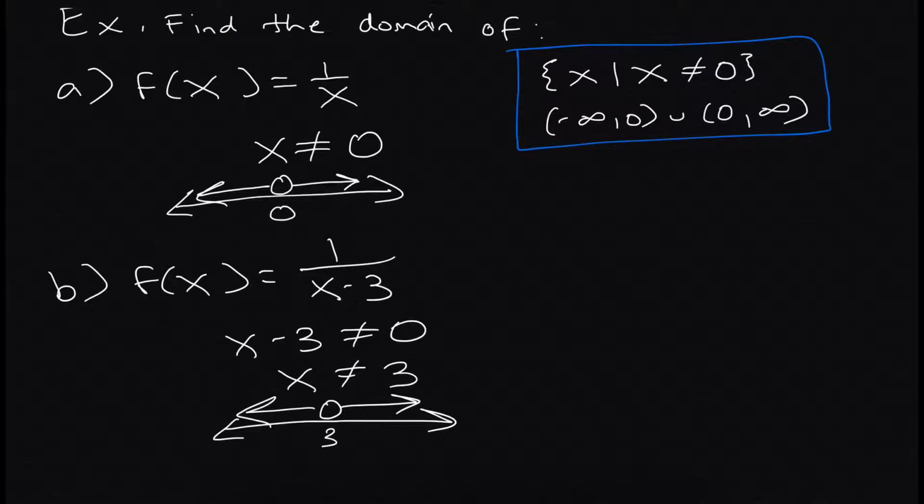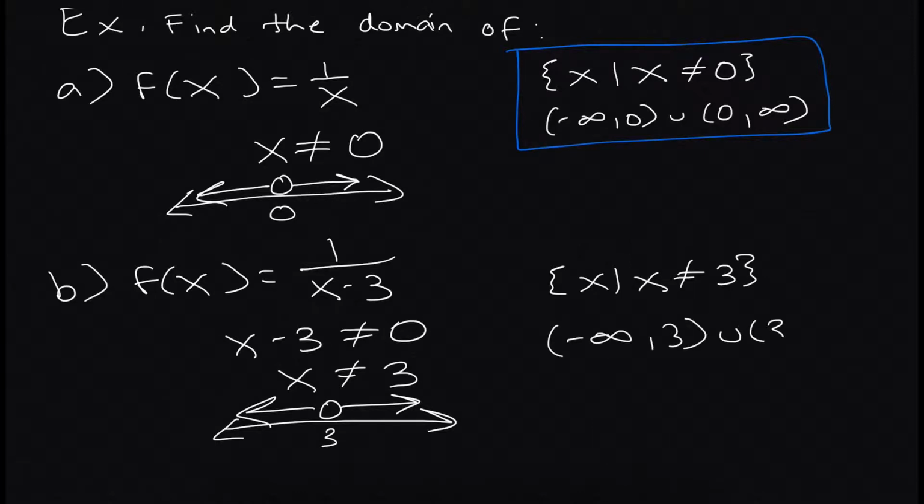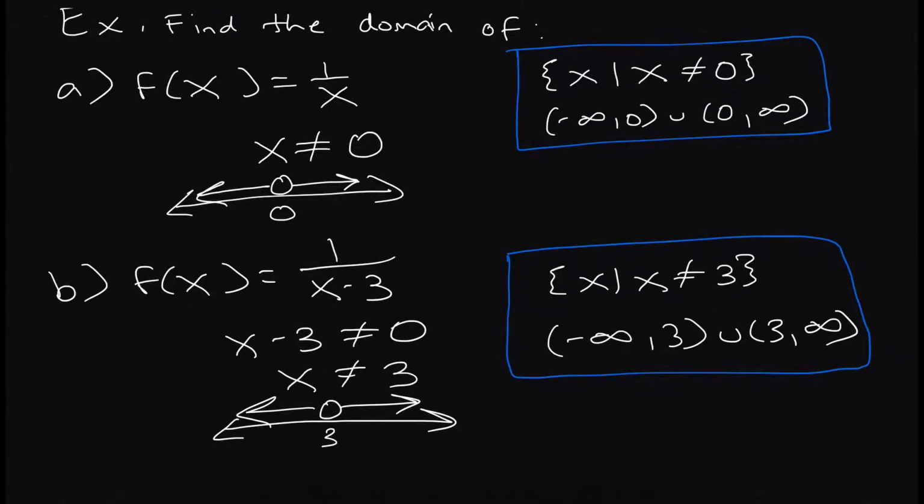Not equal to 3, so it can be everything but 3. So x such that x is not equal to 3. Or the interval notation, negative infinity to 3, union 3 to infinity. And you'll notice on my last two answers here, they were open circles on my number line, so I'm using parentheses now, not brackets like I was for square roots.